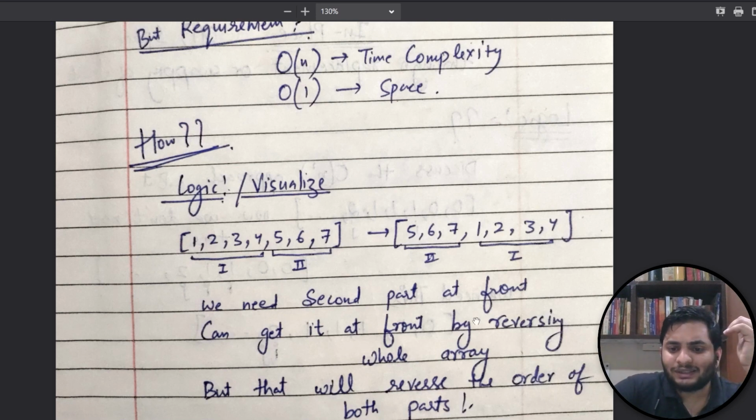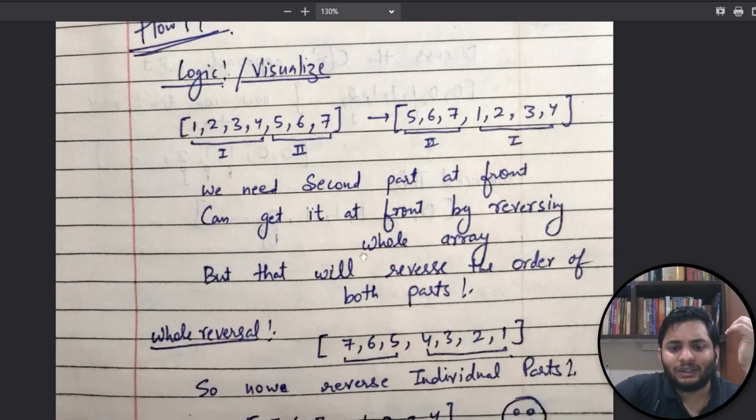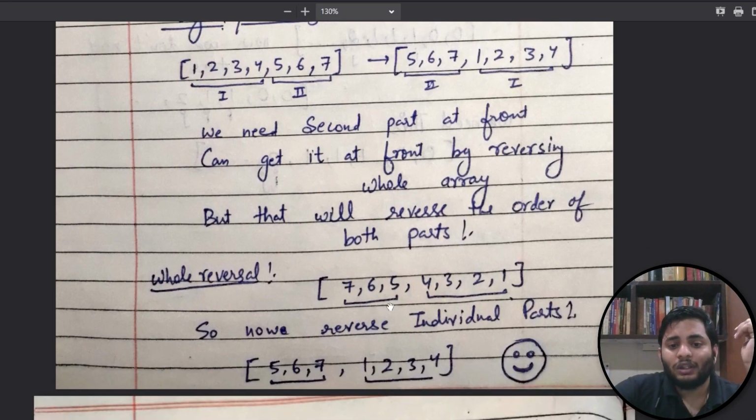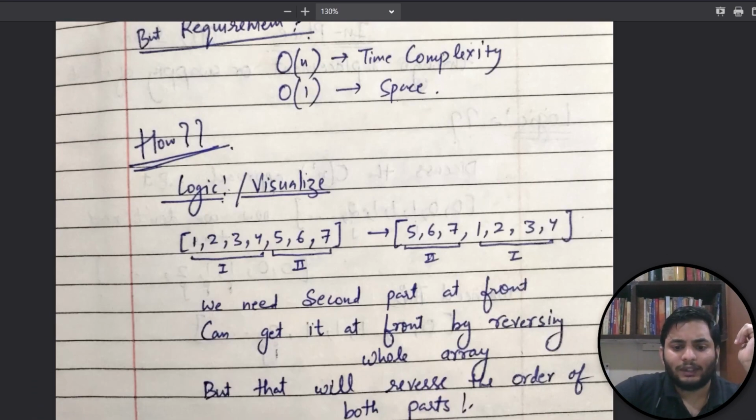So that's it. We need the second part at the front. Can we get it at the front by reversing the whole array? But that will reverse the order of both parts. So whole reversal will lead to 7 6 5 4 3 2 1, right? So yeah, we can see 7 6 5 and 4 3 2 1. Now I need to reverse these two parts also, so reversing 5 6 7 and 1 2 3 4. So that's it, and let's try to code it out.